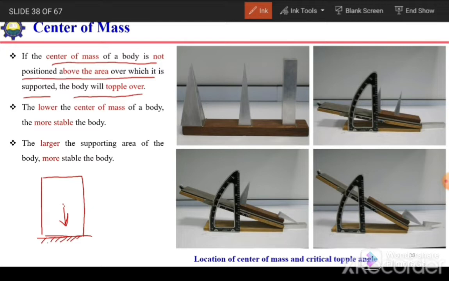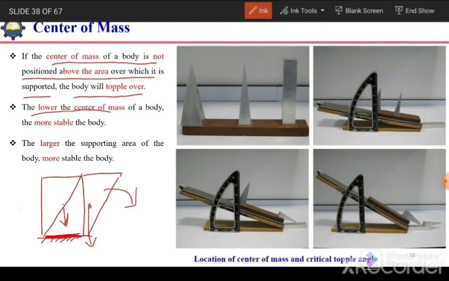But if we turn it like this, and the center of mass or the line of action of this weight is out of the area which is supporting this structure, then in that case this structure will topple over.